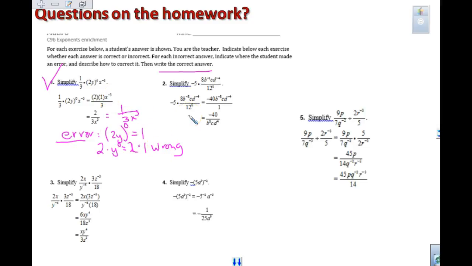Because if you tell me what's wrong and then you don't correct it the right way, you've lost the point. So it's 2 points for each one, and when you hand this in, I'm taking it as a grade out of 10.